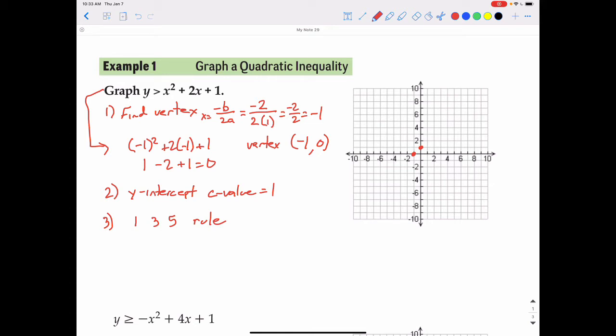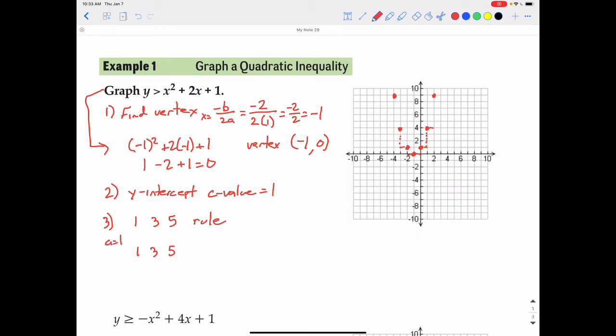And remember, the 1-3-5 rule is taken times the a value, and in this case the a value is 1, and when you take 1-3-5 times 1, you still get 1-3-5. So we will start at the vertex, and from the vertex we will go out 1 both directions and up 1, and notice that we hit the y-intercept, so that's a pretty good indication that we're correct. And then we'll go out 1 and up 3. And then out 1 and up 5, both directions. And then we will draw our parabola.